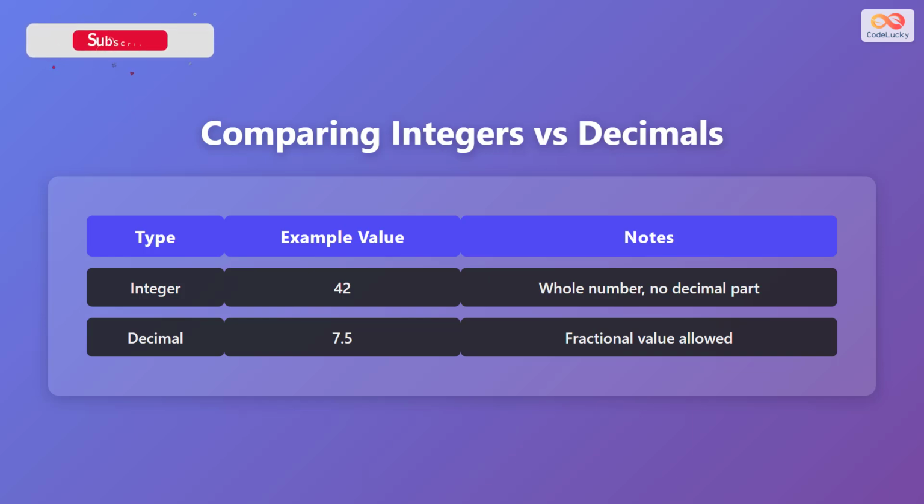Let's directly compare these two types. An integer like 42 is a whole number with no decimal part. It's stored efficiently in memory and perfect for discrete counting. A decimal like 7.5 includes a fractional value, allowing for more precise calculations. The main distinction is that integers cannot represent fractional amounts, while decimals can. Choose integers when you need whole numbers and decimals when you need fractional precision in your calculations.